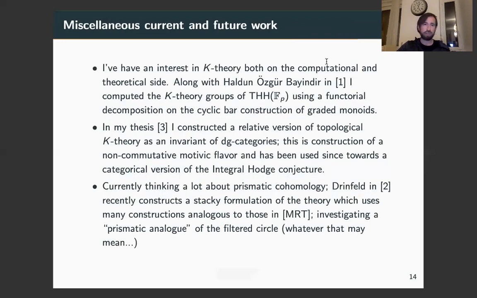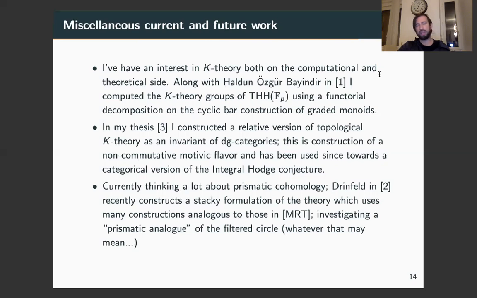And some miscellaneous projects. I've had a long-standing interest in K-theory both on the computational and theoretical side. In recent work with Oscar Bayındır, I compute the K-theory groups of THH of F_p using a functorial decomposition on the cyclic bar construction of a particular graded monoid in spaces. In my thesis, more on the theoretical side, I constructed a relative version of topological K-theory as an invariant of DG categories. This is over the complex numbers. This is of a non-commutative motivic flavor and has since been used by other people to tackle a categorical version of the integral Hodge conjecture.